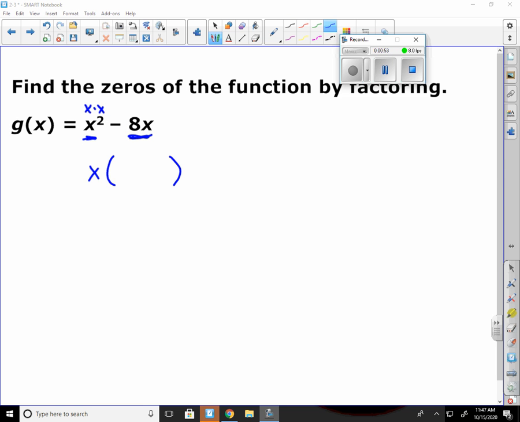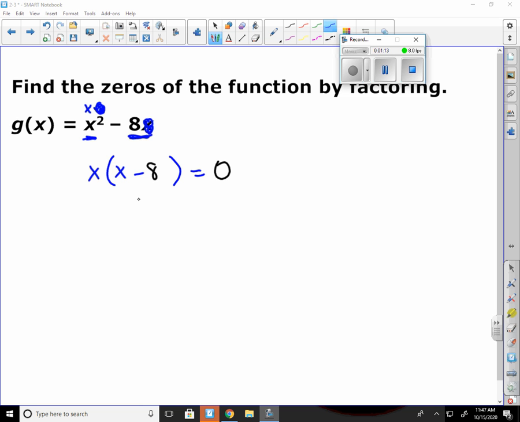If I got rid of one of these x's, what would be left? Just a single x. If I got rid of the x here, what would be left? Just minus 8. Then I set this equal to 0. Once I've done that, I now know how to solve the rest of the problem.